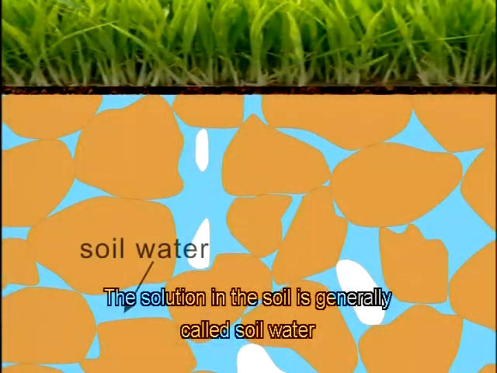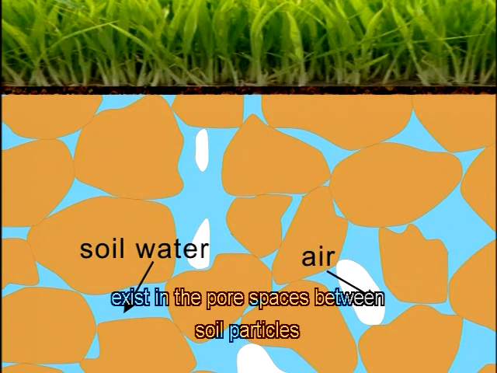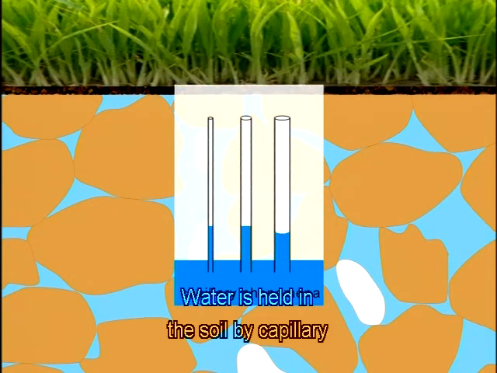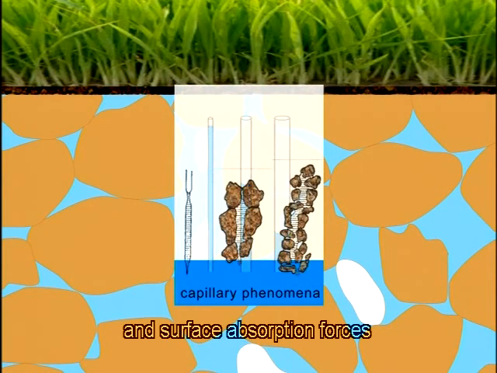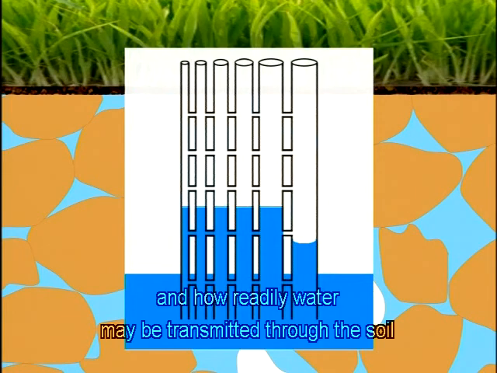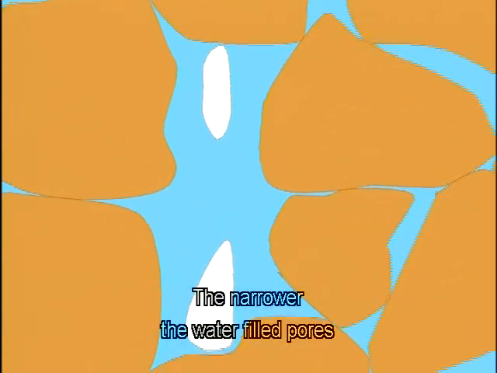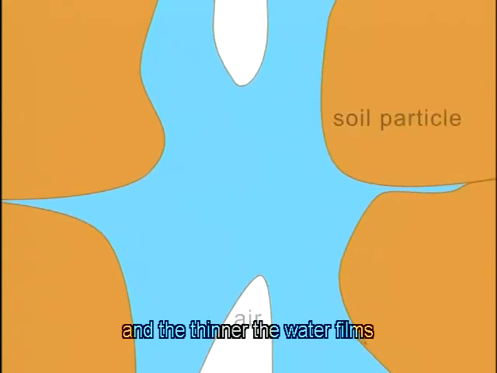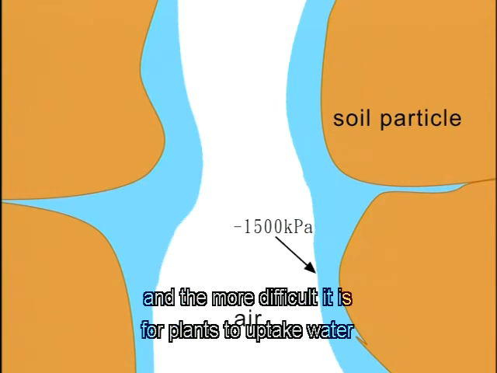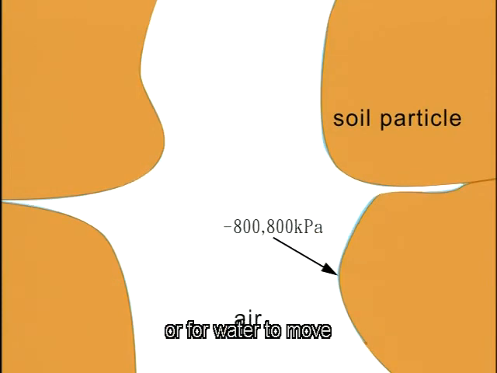The solution in the soil is generally called soil water. Soil water and gases exist in the pore spaces between soil particles. Water is held in the soil by capillary and surface absorption forces. The size of the pore influences how strongly water is held and how readily water may be transmitted through the soil. The narrower the water-filled pores and the thinner the water films, the greater the soil water holding force, and the more difficult it is for plants to uptake water or for water to move.